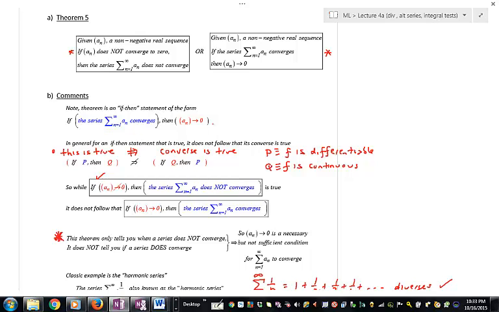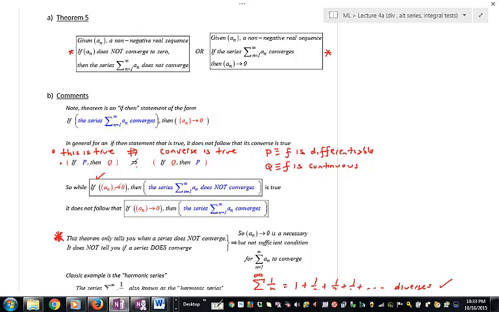And it's important to understand that in a conditional statement, if we have a statement like, say, if P then Q, which is true, it doesn't follow that the converse is true. In other words, it's not necessarily the case that when we switch those conditions, the statement is still true.